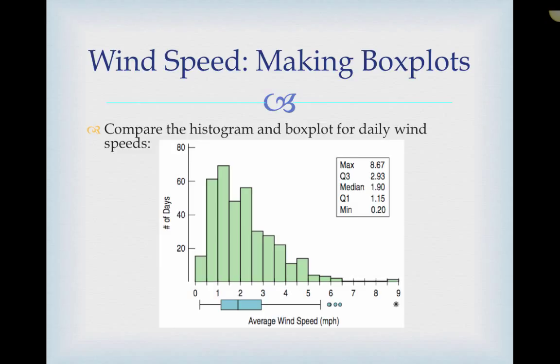If we're looking at the box and whisker plot, we can't tell that it's unimodal, but we can still see that it's going to be skewed to the right because the second half of the data is much longer than the first half of the data. Also in the box and whisker plot, we can see that there is this extreme outlier here, but that these are also outliers as well, and we can't see that in the histogram.